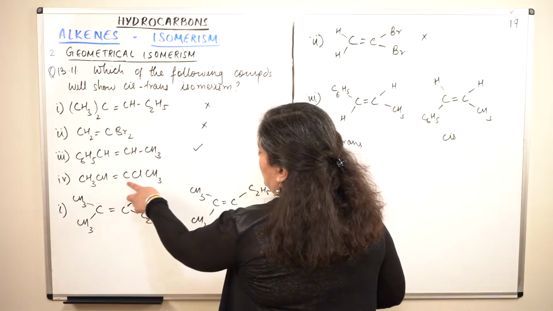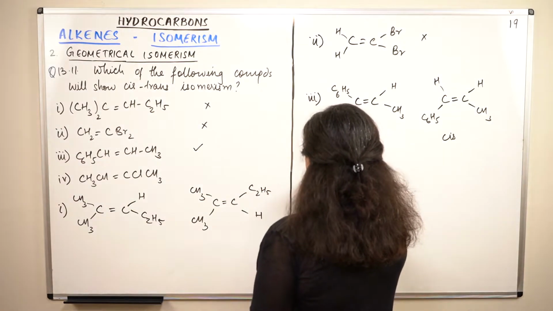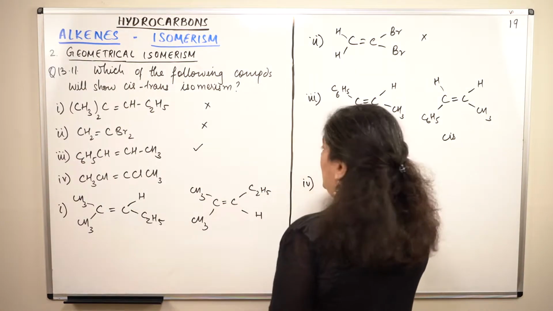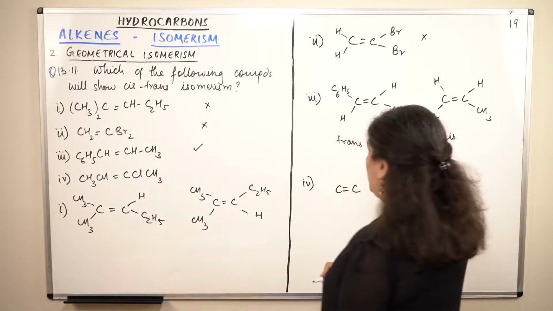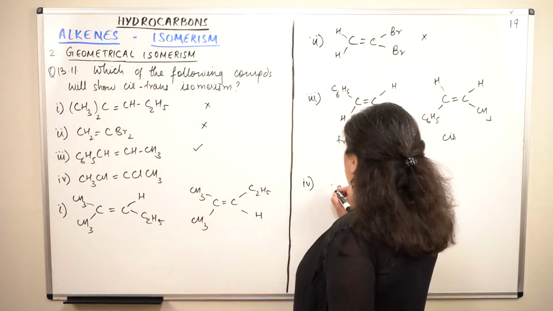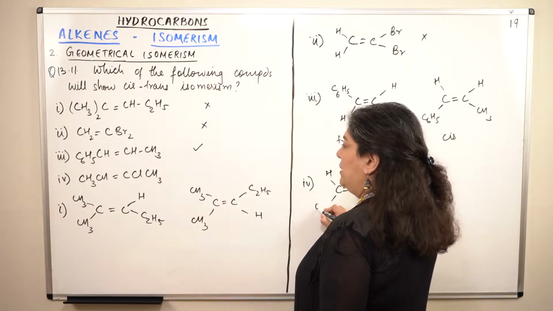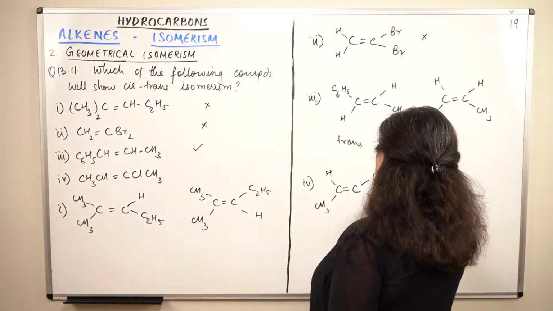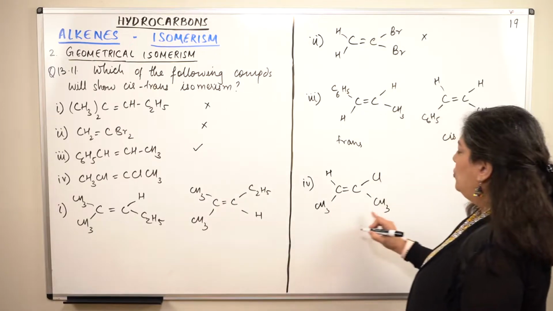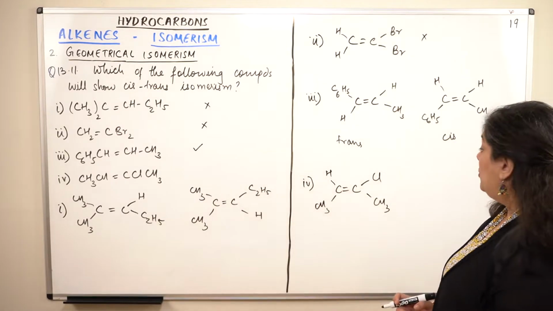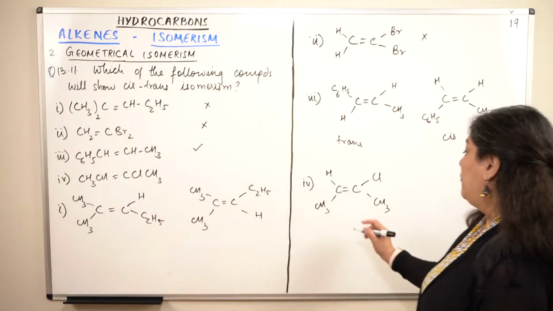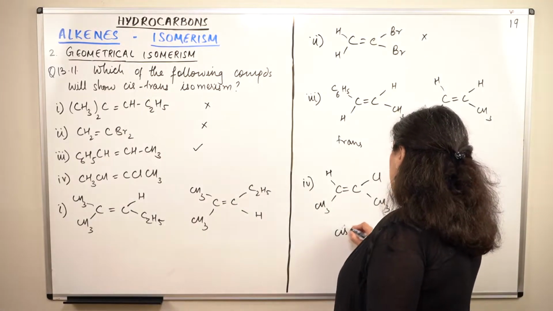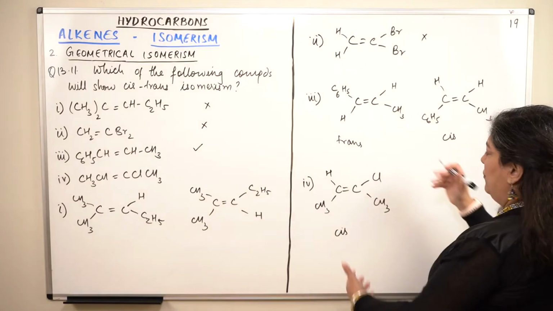These are the two carbons which have the double bond, so let's make the structure for compound number 4. The two carbons which have the double bond are here. To the first carbon you have a hydrogen and a methyl group attached to it. To the second carbon you have a chlorine and a methyl group attached to it. So the two methyl groups are similar groups and they are falling on the same side. Therefore this is a cis isomer, and I can reverse one side.